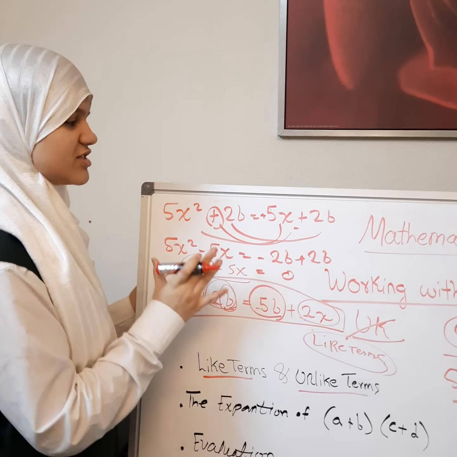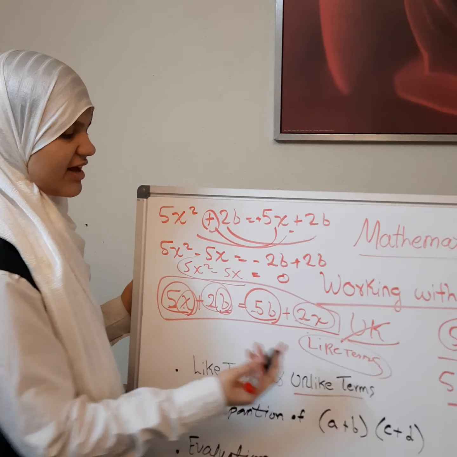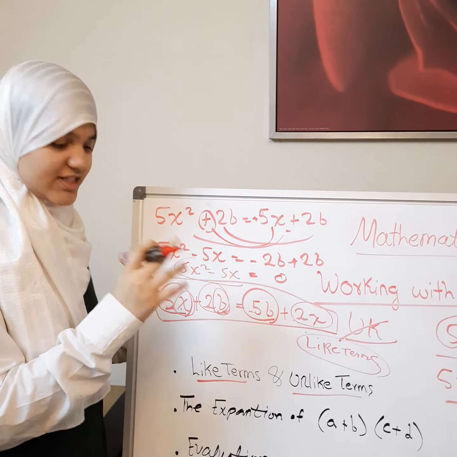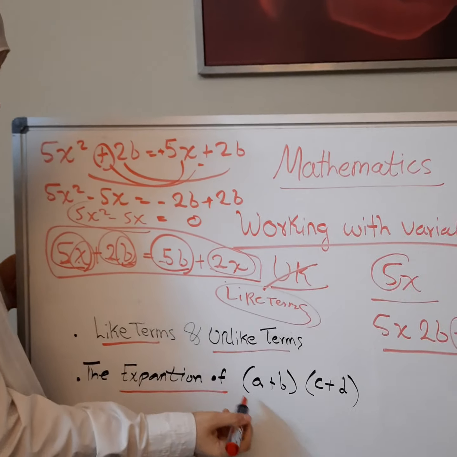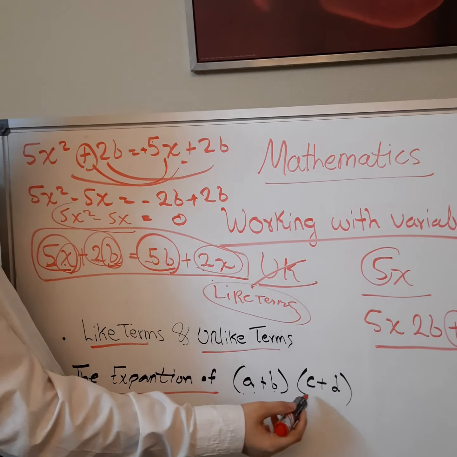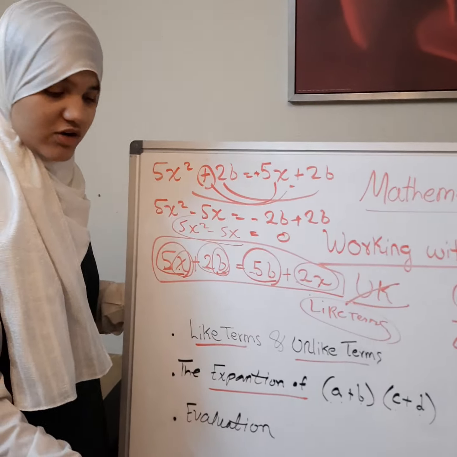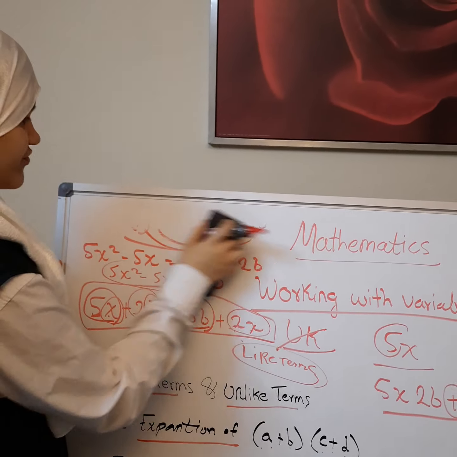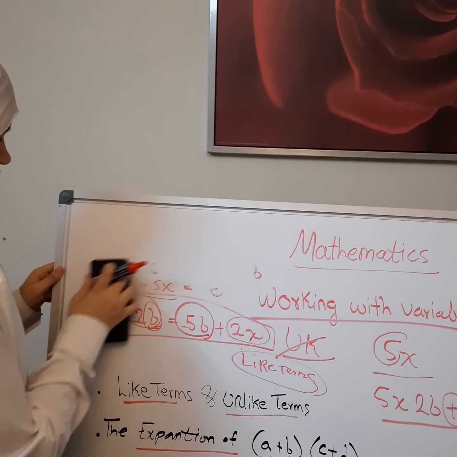So that was about like terms and unlike terms and how to work with variables in them. The next thing will be the expansion of a plus b times c plus d. Okay, how? I'll let you know now.